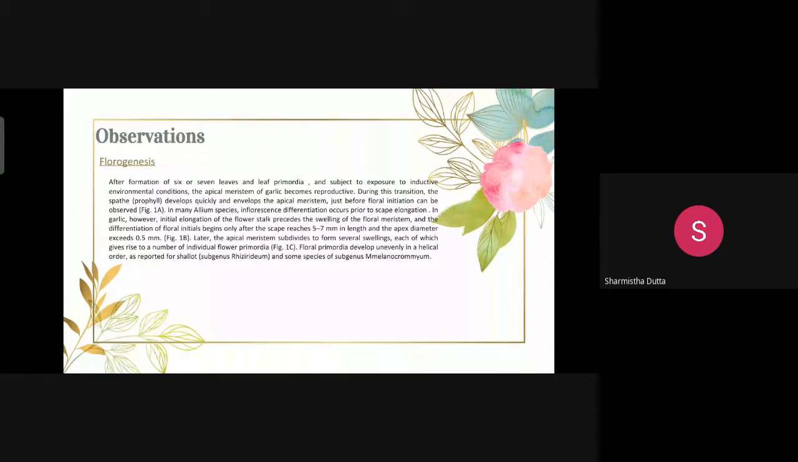However, initial elongation of the flower stalk precedes the swelling of the floral meristem, and the differentiation of floral initiations begins only after the scape reaches 5 to 7 mm in length and the apex diameter exceeds 0.5 mm. Later, the apical meristem subdivides to form several swellings, each of which gives rise to a number of individual flower primordia.